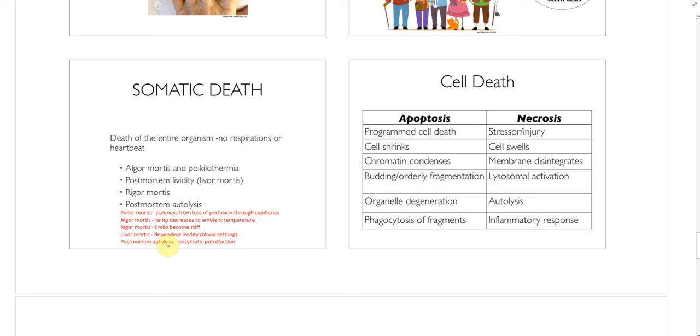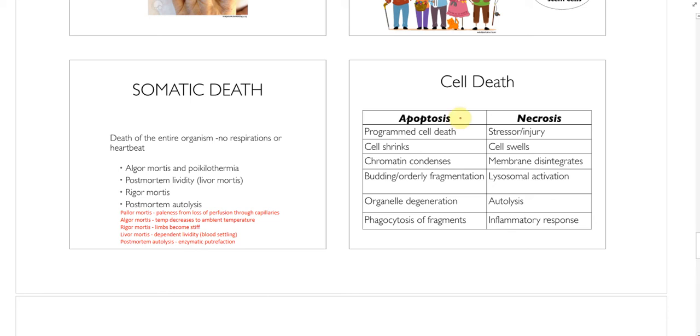And then post-mortem autolysis is going to be putrefaction of the body. So literally everything is broken down. It's done by enzymes. Mother Nature and her little insects tend to help out a lot. Pretty much the grossest part of the decomposition of the body.